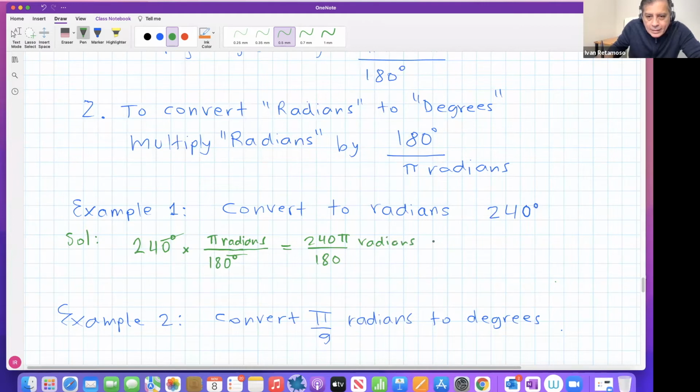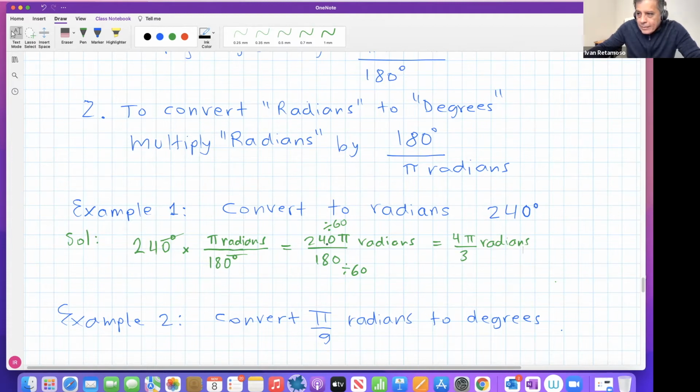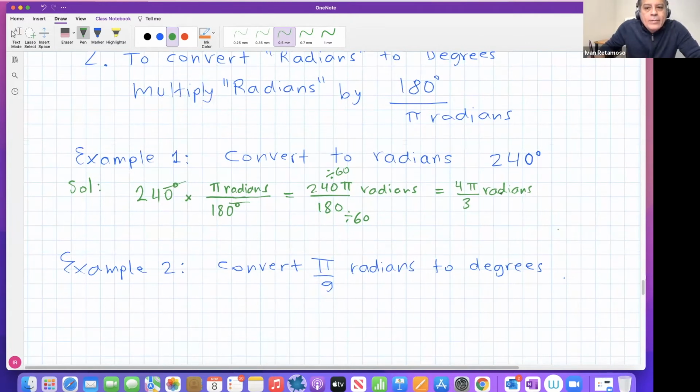Advice: leave pi alone. Mathematicians like to see it as part of the angle expressing radians. Just simplify the numerical part. For example, we can divide this by 60 and this by 60, which is the greatest common divisor. That will be 4 pi over 3 radians. Very good. So this is how you convert from degrees to radians, you multiply by this factor. Now, there is an agreement I'm going to show you soon that says that whenever your angle is in radians, you are allowed to drop this. So we'll drop this soon, okay?